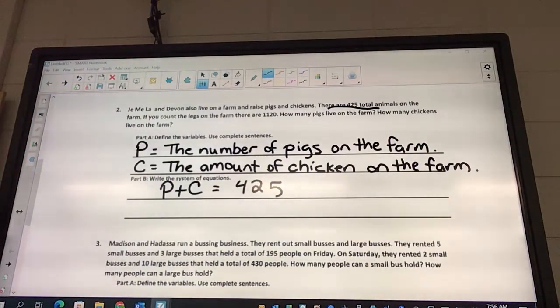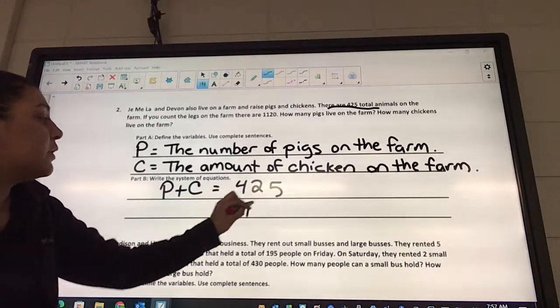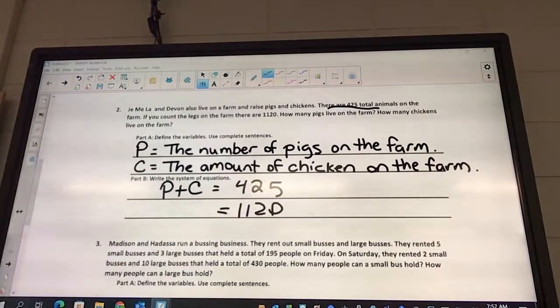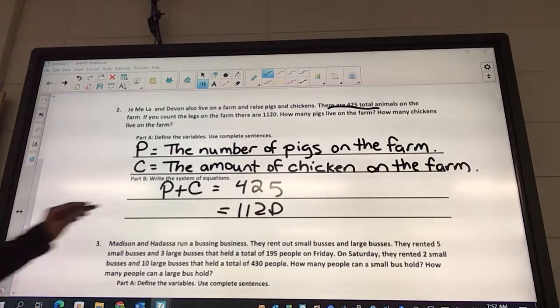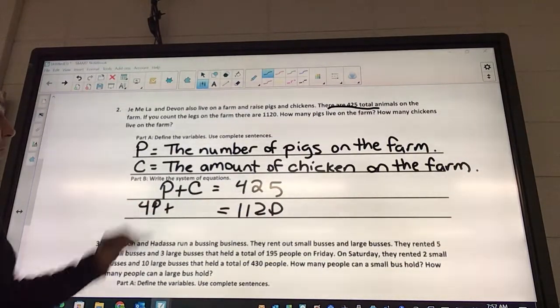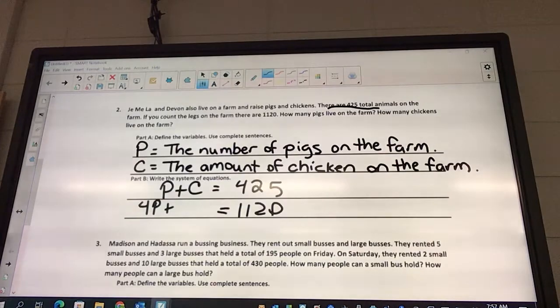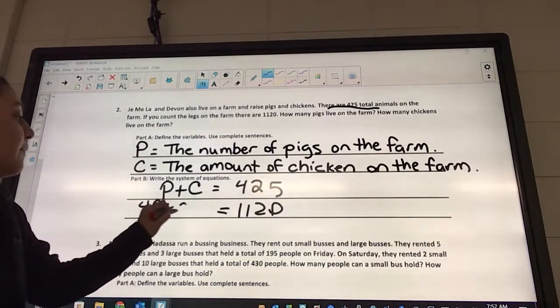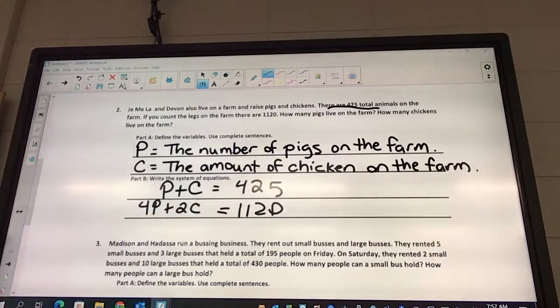Now, our other sentence says if you count the legs on the farm, there are 1,120. So this one's a little bit more difficult. You have to think about what's happening here. Most of you know that this part's going to be 1,120. Now, how many legs does a pig have? 4. So you're going to say 4p plus, what about chickens? 2. Tons of people say 4 every year. Chickens have 2 legs, and so we've set up our second equation.